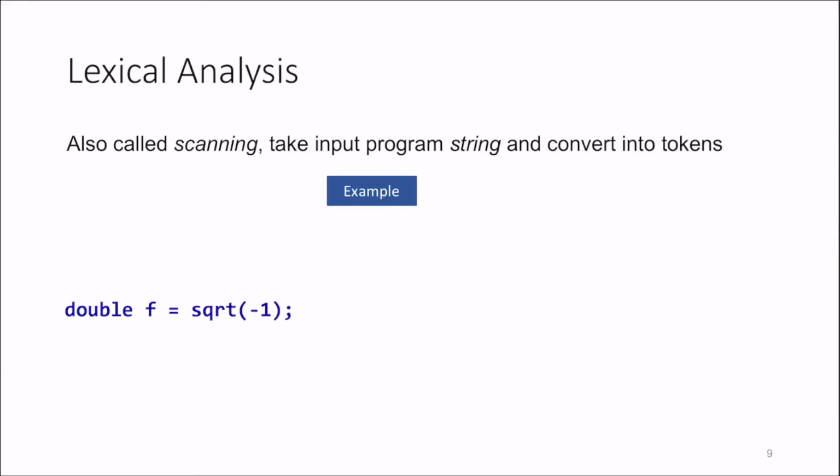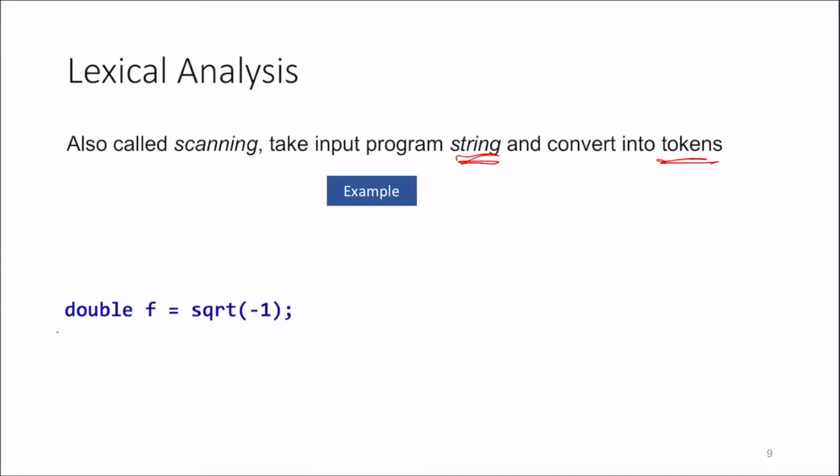We start with lexical analysis, which is the lowest level of analysis. Before we can read the entire program, we need to first focus on the letters and the words in the program. Lexical analysis, also called scanning, takes an input program string. Remember, the input is just an ASCII file. Nowadays, it can be a UTF-8 file, but the general idea is that a program document is no different from any other document. It's just a string. And what we want to do is take this string and convert it into meaningful tokens. So let's look at an example.